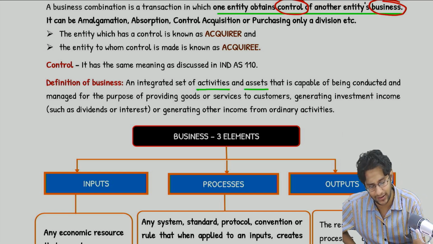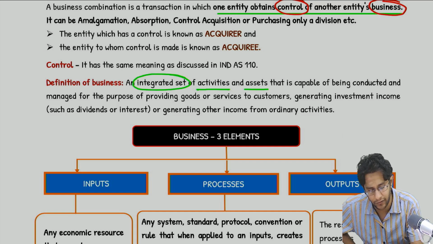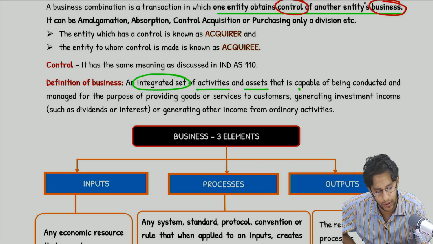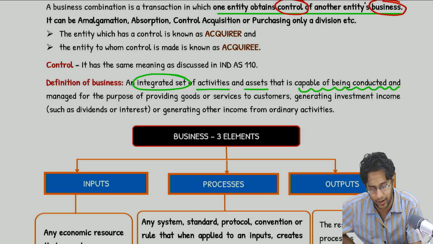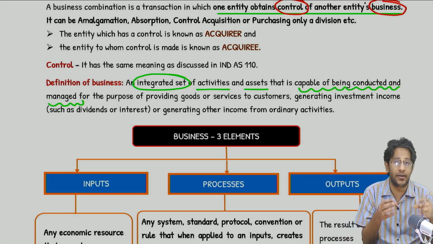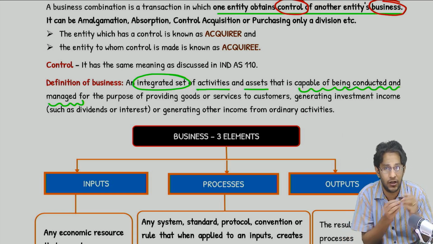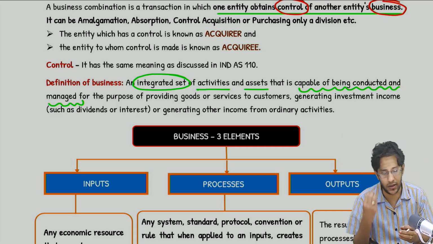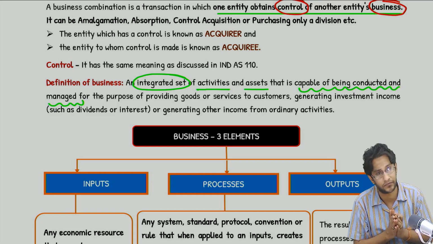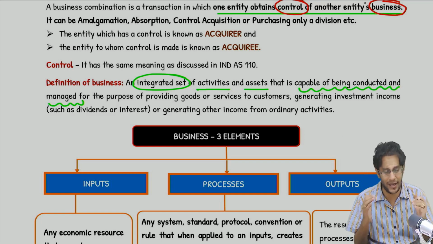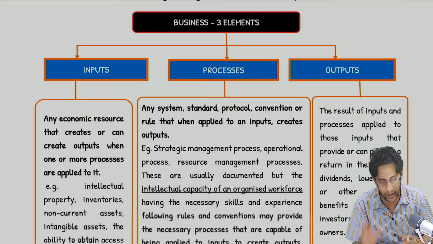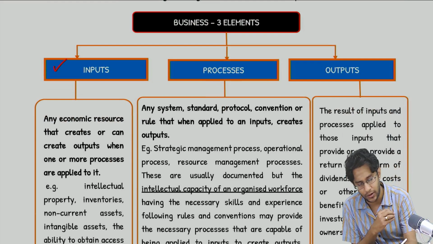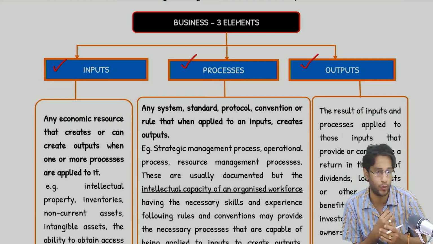So he's saying that there should be an integrated set of activities and assets. First thing, and these should be capable of being conducted and managed. That means these assets plus activities plus management should be giving rise to goods and services, investment income, or any other operating income. If you revisit or reframe it, there are three elements in this definition, sir. One is inputs, the other one is processes, the other one is output.